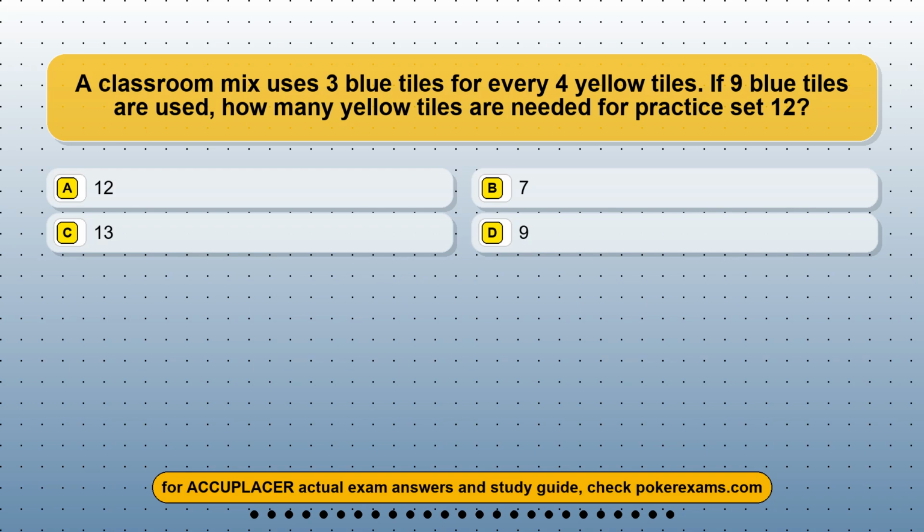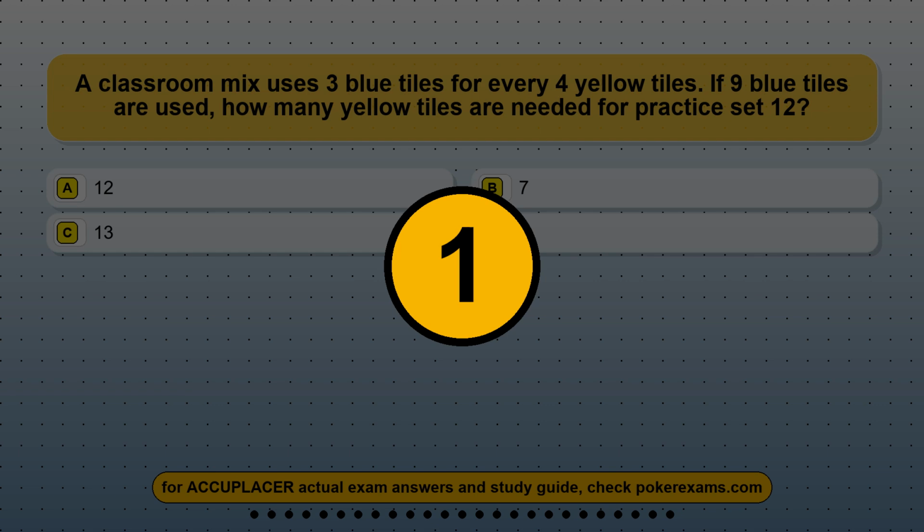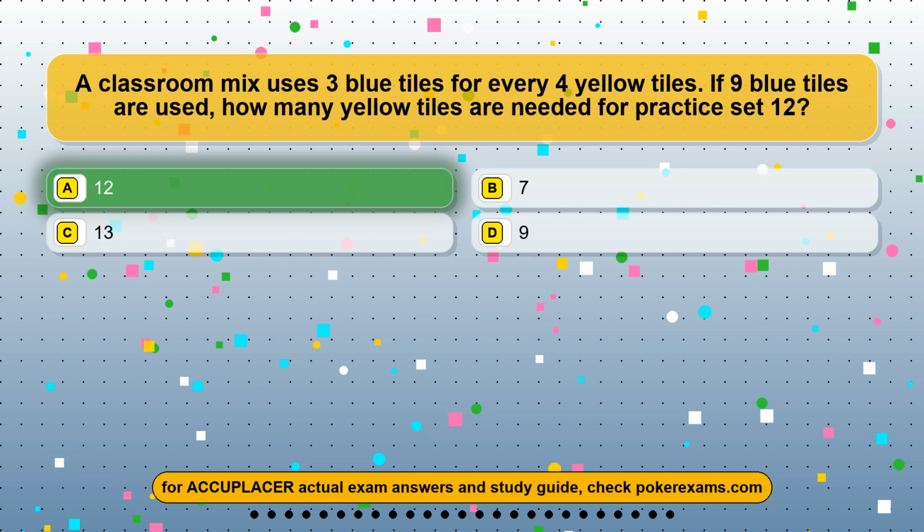Question 19. A classroom mix uses 3 blue tiles for every 4 yellow tiles. If 9 blue tiles are used, how many yellow tiles are needed for practice set 12? Option A, 12. Option B, 7. Option C, 13. Option D, 9. The correct answer is option A, 12.